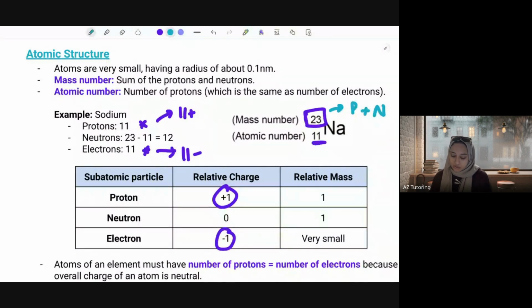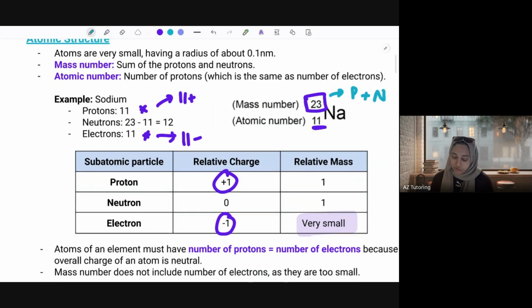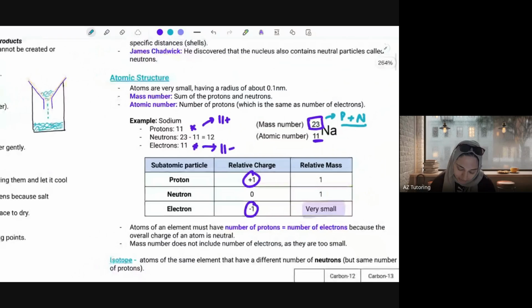Again, if they ask you, why does it not include the electrons? It's because the electrons are very small. They barely weigh anything. Don't say in the exam that they weigh 0. You could say 0.0005, you could say 1 over 2,000, you could say 1 over 1,860, but just don't say 0, because nothing can have a 0 mass. So the reason why electrons are not in the mass number is because they barely weigh anything, so it's negligible to count in the overall.